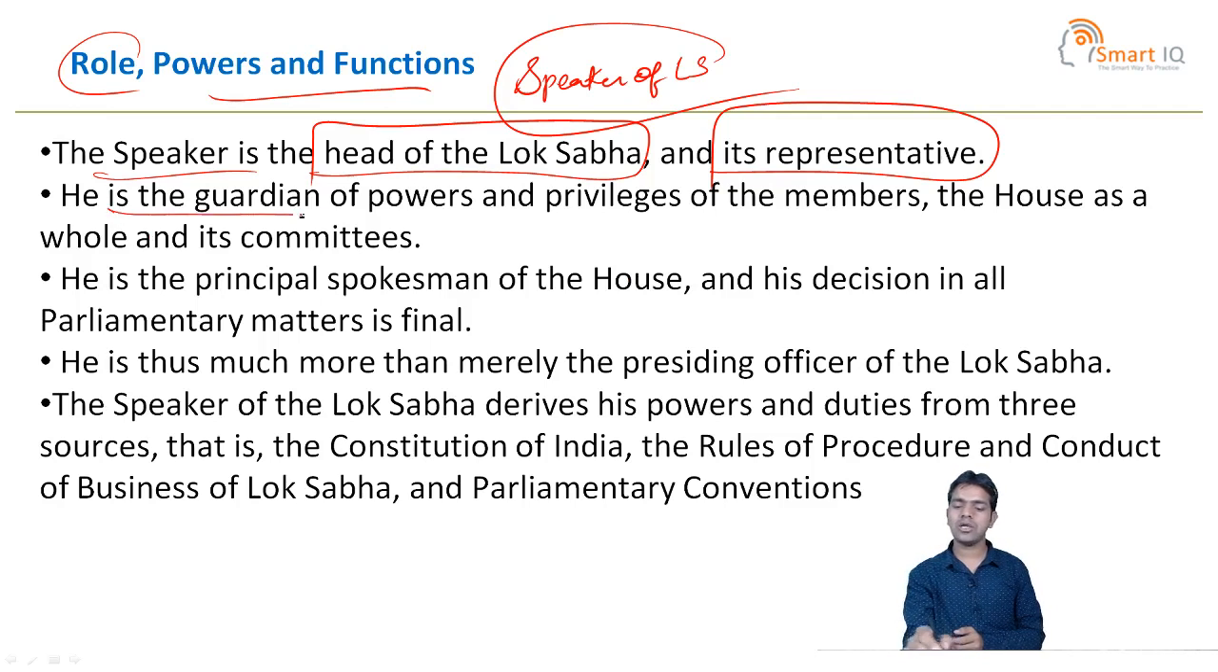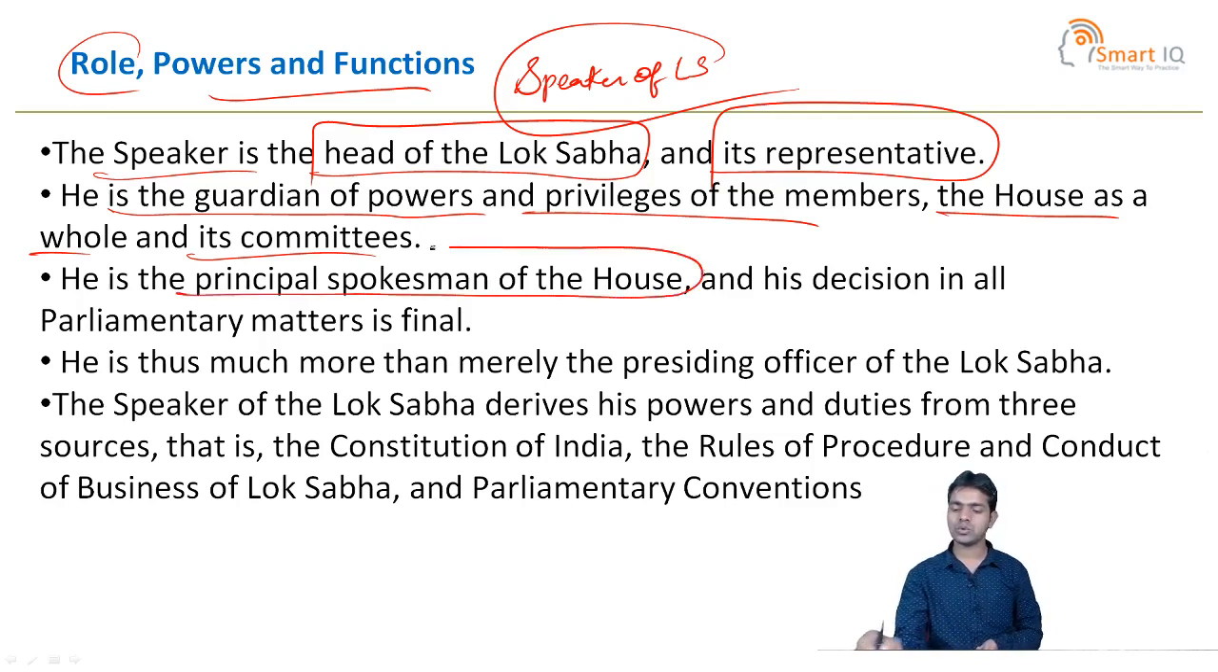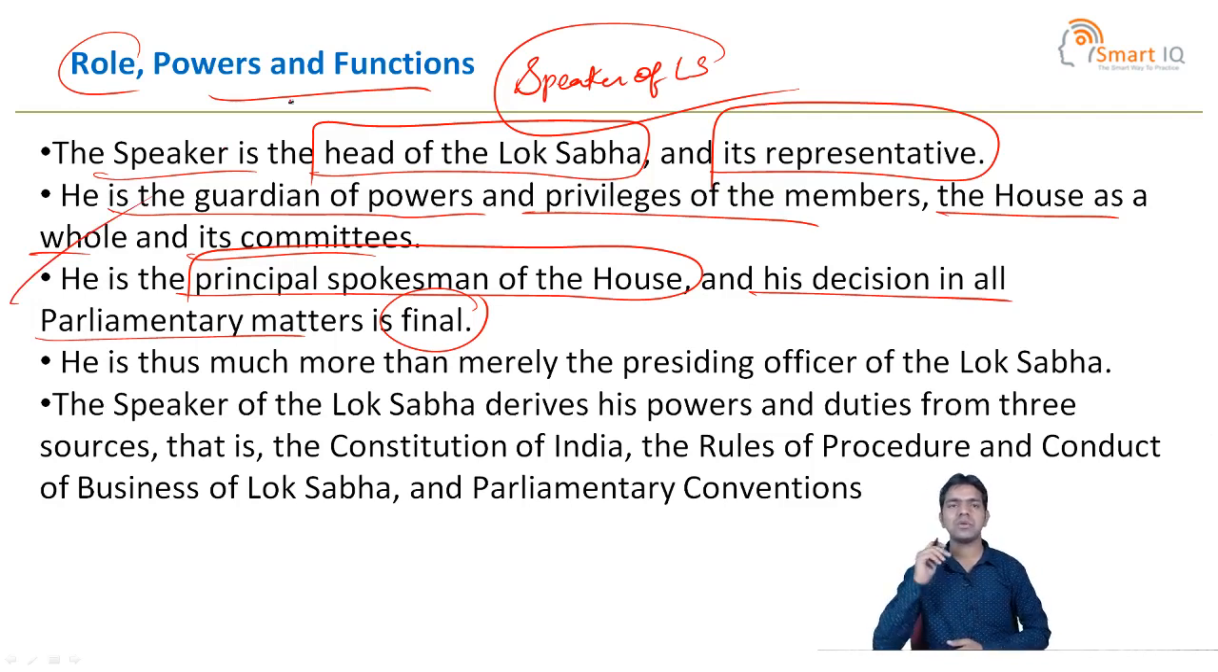He is the guardian of the powers and privileges of the members and the house as a whole and its committees. He is the principal spokesperson of the house in the Lok Sabha, and his decision in all parliamentary matters is final. Very important power. The Speaker of the Lok Sabha is the principal spokesperson in the house, and his decision in all parliamentary matters is final.